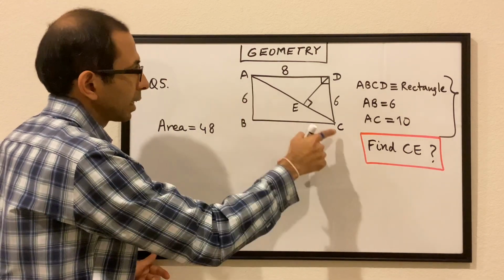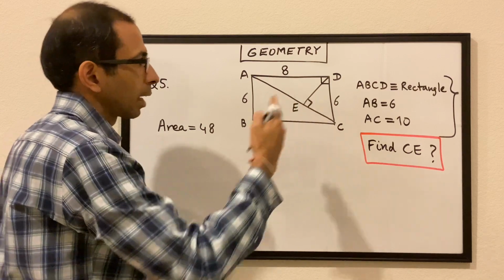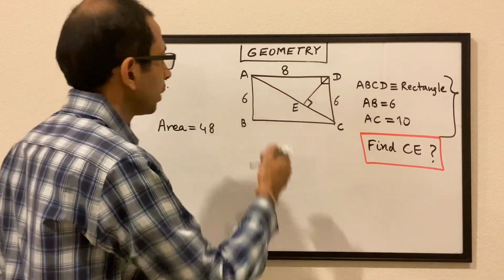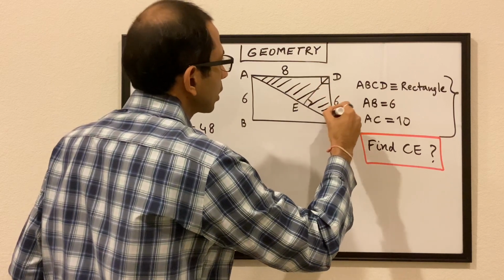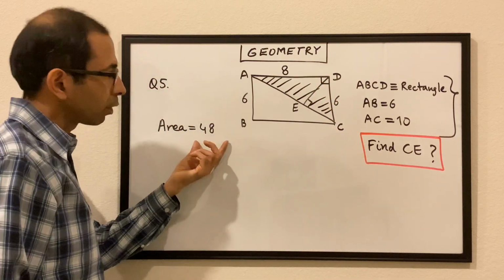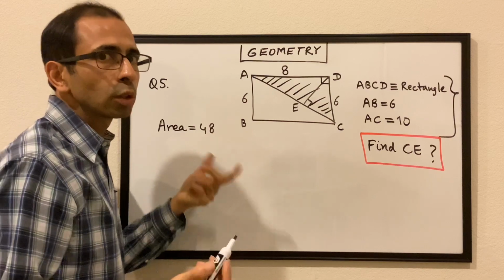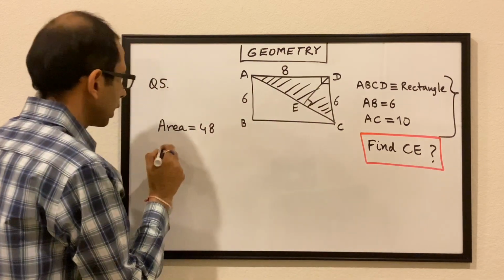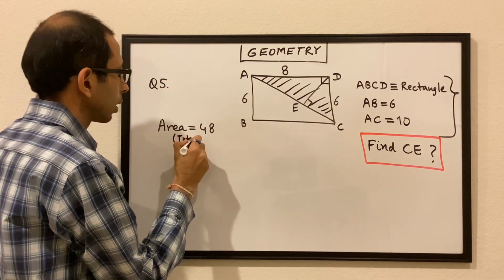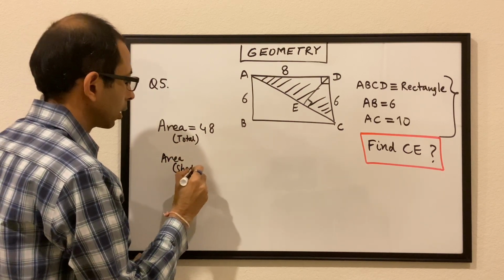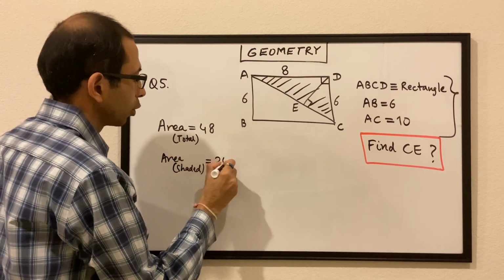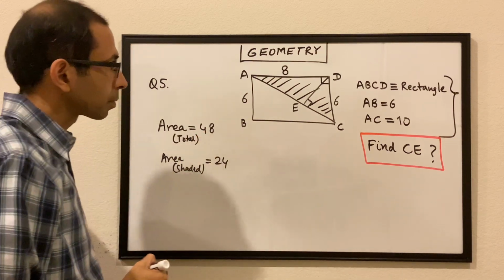And we know that a diagonal of a rectangle divides the rectangle into two equal areas. It means that the area of this half of the rectangle would be half of 48, which will be 24. So this is the total area, and the area of the shaded region would be 24 because half of 48.